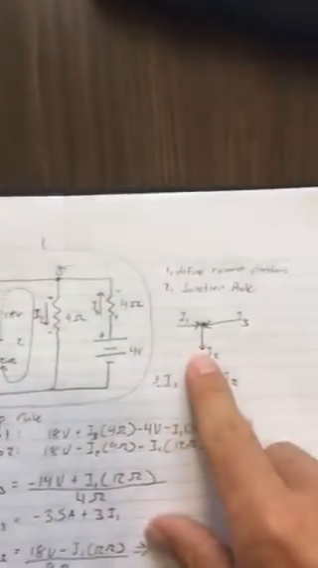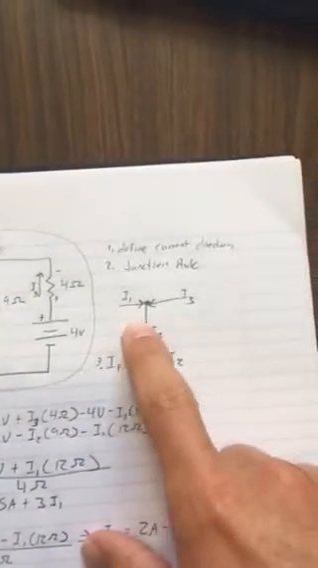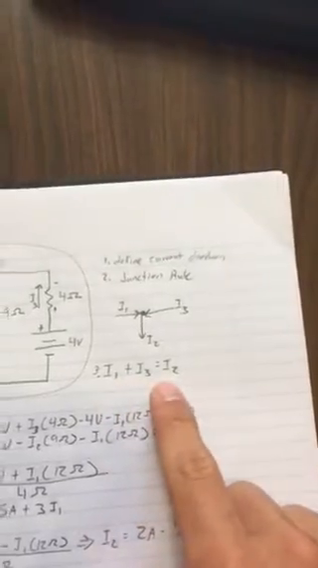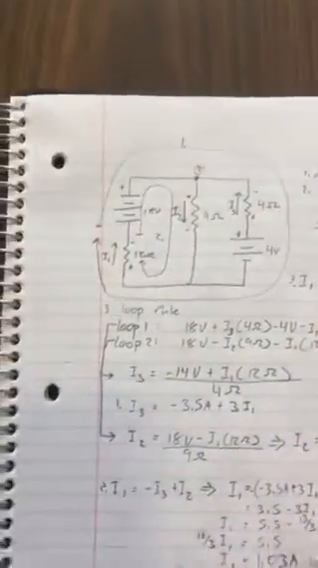From there we can use the junction rule and put this I1, I3, and I2, and we can say that I1 plus I3 equals I2 for our first equation.